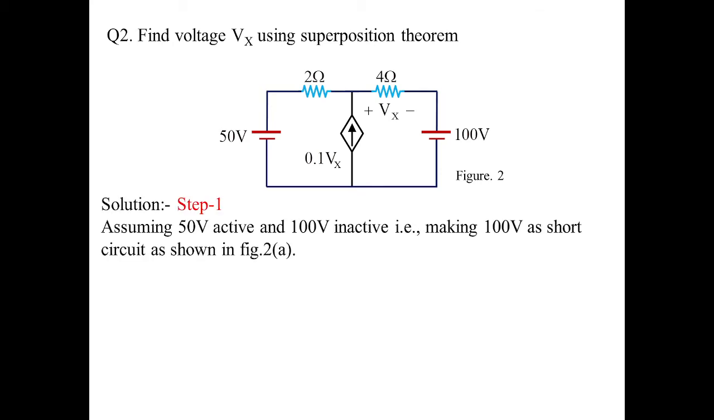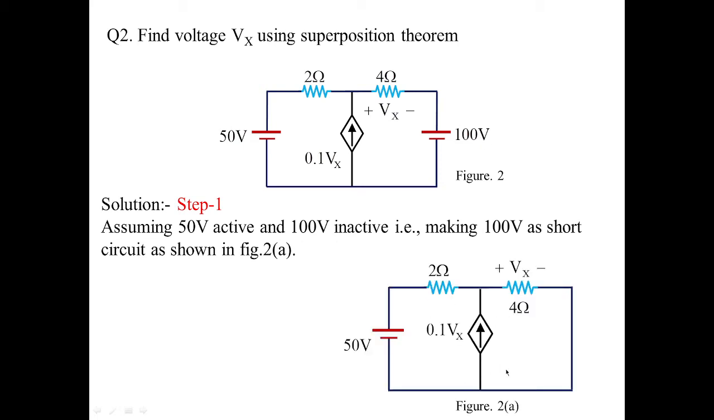We'll start off with the superposition theorem, that is step 1. Assuming 50 volts to be active and 100 volts to be inactive, we make this 100 volts short circuited. So this is how the circuit looks. Now applying KVL, unlike the previous method where I applied KCL. Here we are going to apply KVL. You can also apply KCL to get the result. To differentiate from the previous problem, I have now selected the KVL process.